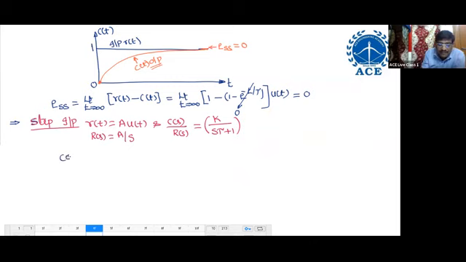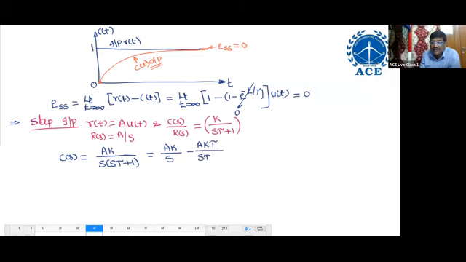What is C(s)? C(s) becomes A/s means AK/(s(sτ+1)). So you find partial fractions. For s = 0 you will get AK. You substitute s = 0 here: AK by 1 means AK. So AK/s. Now make sτ+1 = 0, then s = -1/τ. Substitute and you will get -AKτ/(sτ+1).